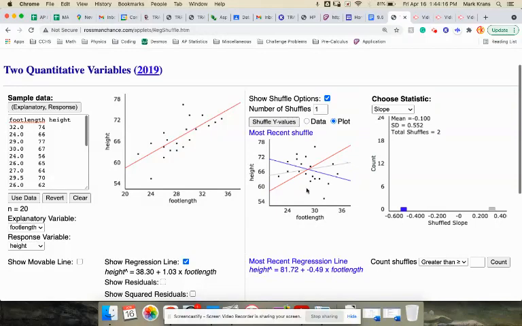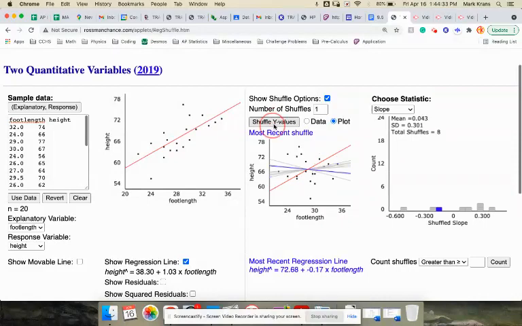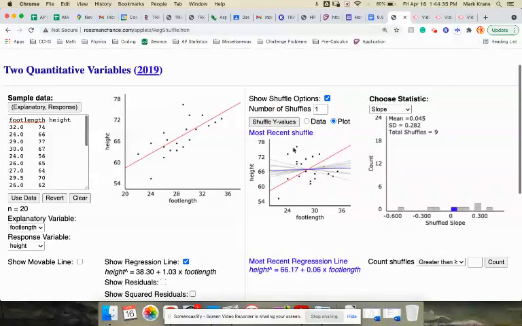That one's pretty steep negative, but even then it's only negative 0.49. It's not close to a 1.03 slope. That one's almost horizontal, 0.25. That one's even closer to horizontal, 0.12 is the slope. That one's pretty flat, a little bit negative. That one's almost perfectly flat, 0.06. That's like no relationship. Look how scattered that is. When we shuffle them, a lot of times we're getting almost no relationship.